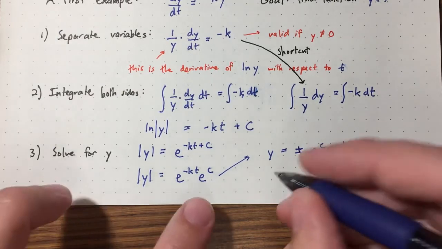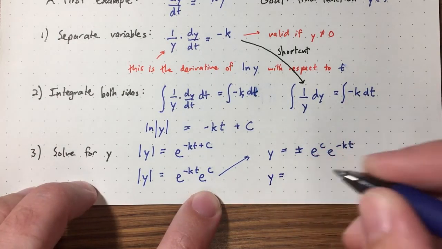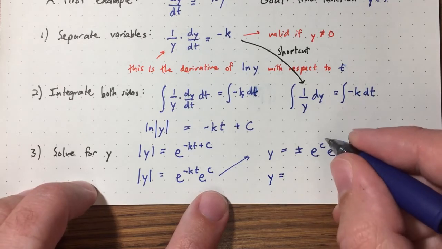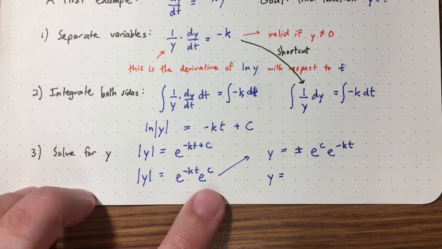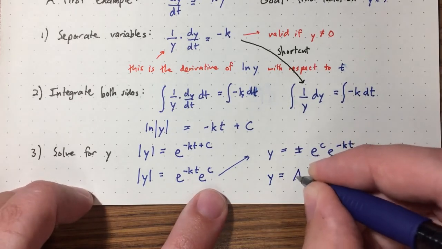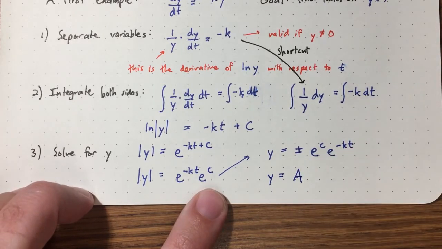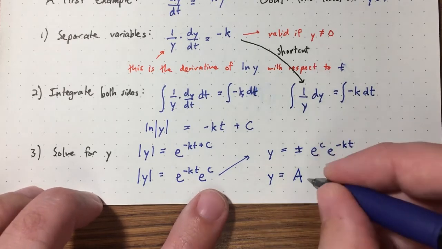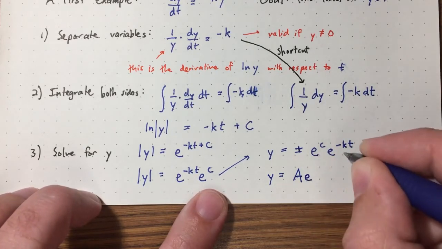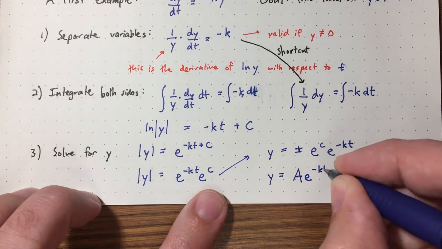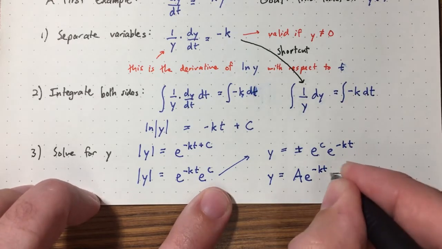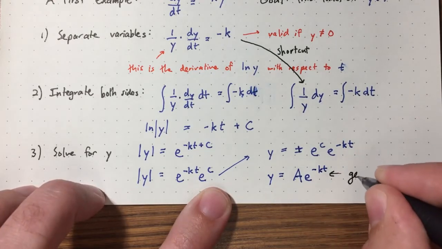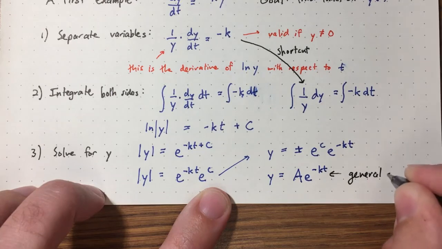And I'm just going to clean this up a little bit. So actually y is going to be equal to plus or minus e to the c. Whatever that is, it's just a constant. So I'm just going to replace that with another constant. I'll call it capital A. So that's what's typical. Times e to the negative kt. And we're done. So this is what we're going to call the general solution to the differential equation. This is the general solution.